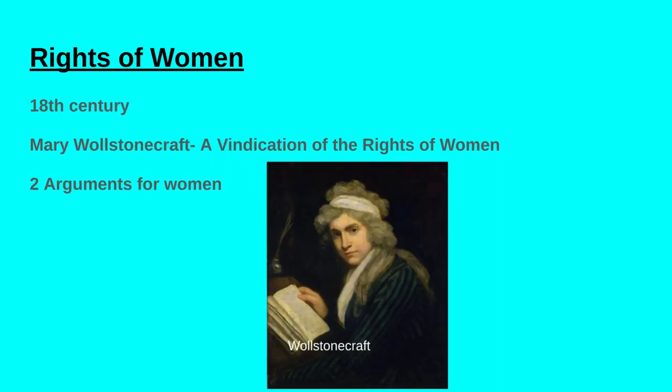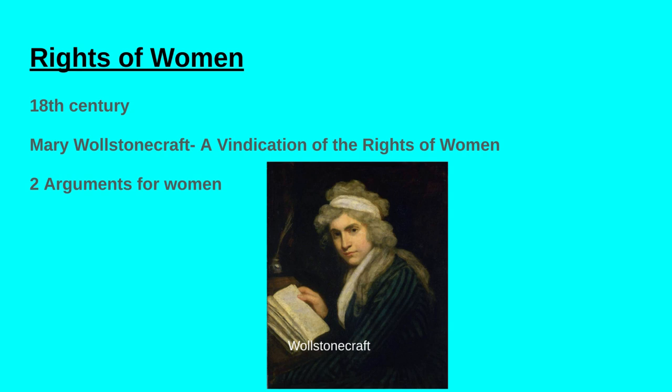The next topic will be the rights of women during the Enlightenment. By the 18th century, female writers began to express their ideas about improving the condition of women. And one of them is going to be the lady that you see pictured here, Mary Wollstonecraft. She's going to write a book called A Vindication of the Rights of Women. And in that book, she is going to identify two problems that many women were facing during that period.